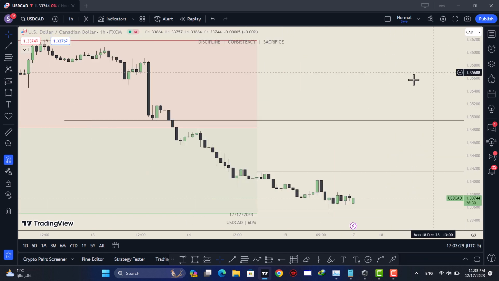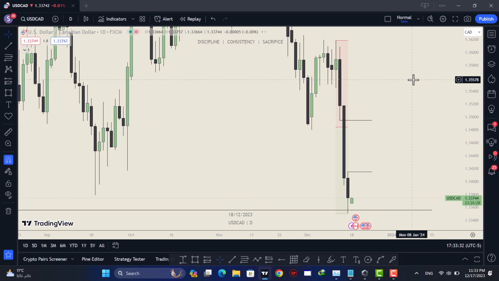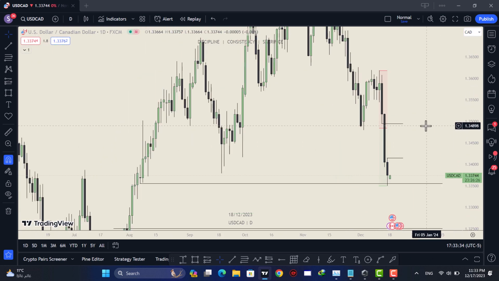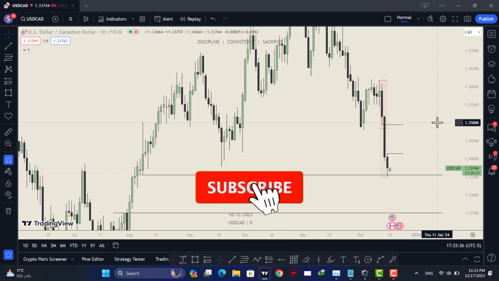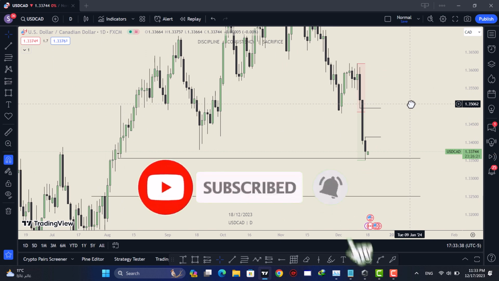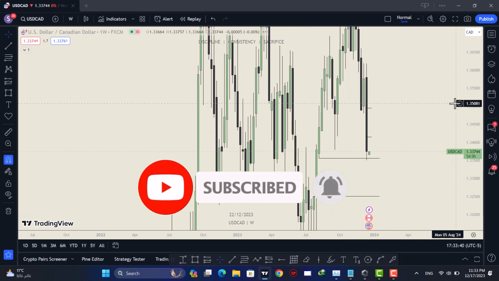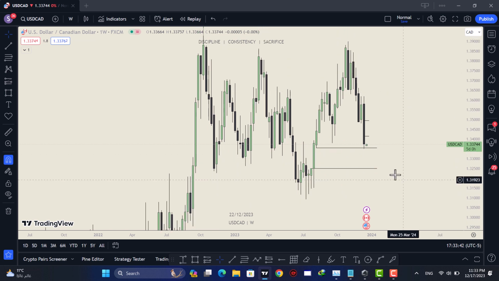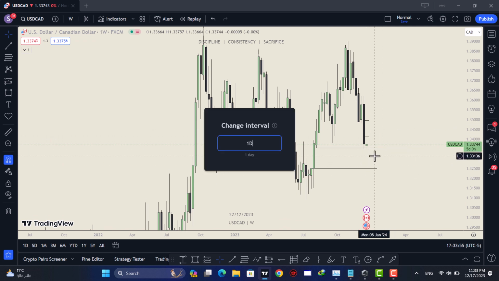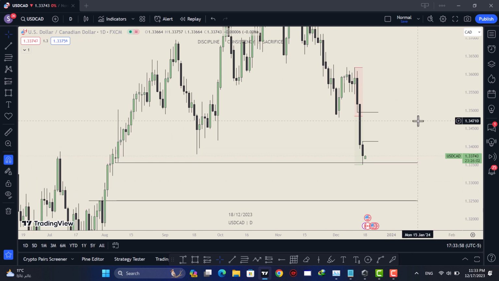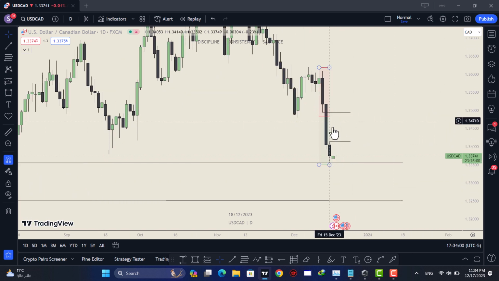This is the last pair on our watch list. US dollar against the Canadian dollar, right? So let's go to the weekly time frame. On the weekly time frame, we have a clear draw on liquidity, which is this inefficiency right here. But before we dig even deeper into this inefficiency, I want to see a retracement and then continue lower. The retracement on the daily time frame, so I want to see retracement to here.